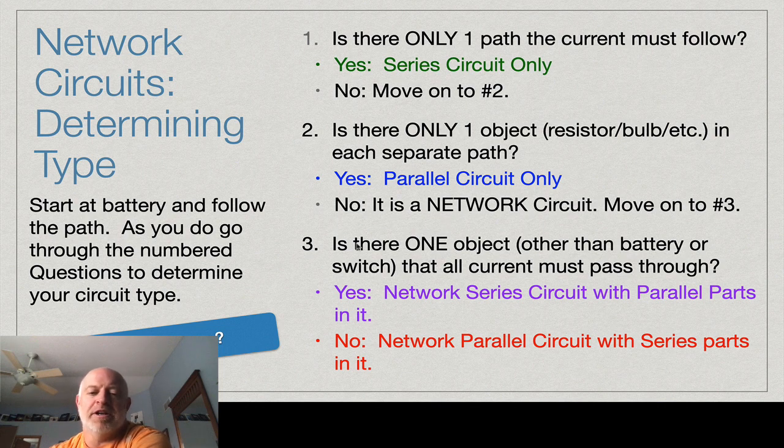Now the last part here: is there one object, other than a battery or a switch, that all current must pass through, okay? So looking at the circuit, is there one part of that path that all of the current has to pass through before you find the branch, or even after the branch? It doesn't matter if it's before or after. If it is yes, you now have a series circuit with parallel parts inside of it. If the answer is no to that, you have a network circuit that's parallel with series parts inside of it, okay?